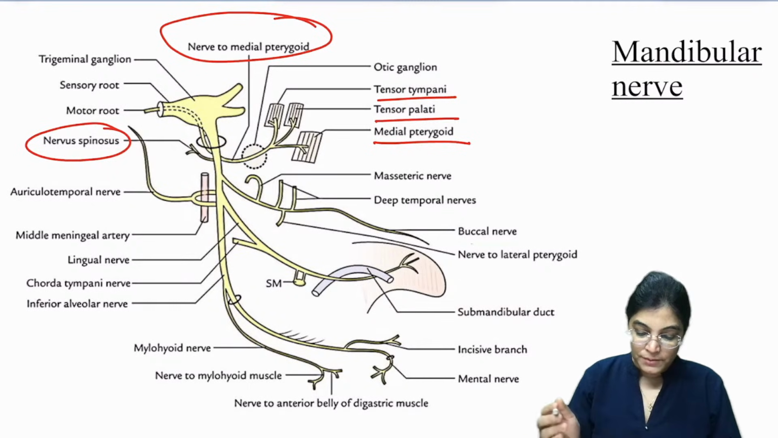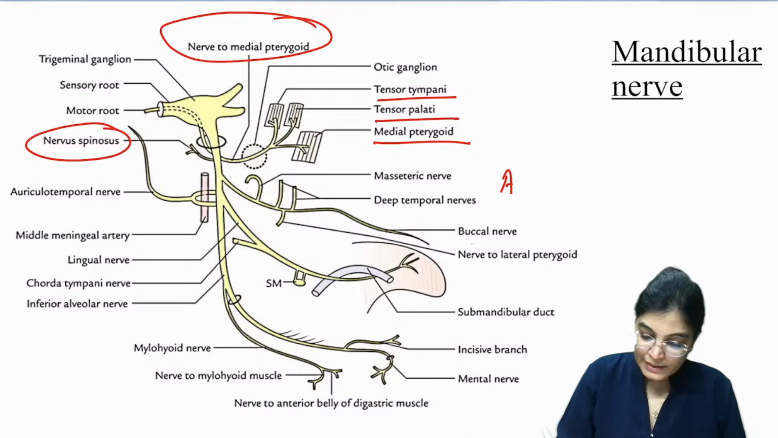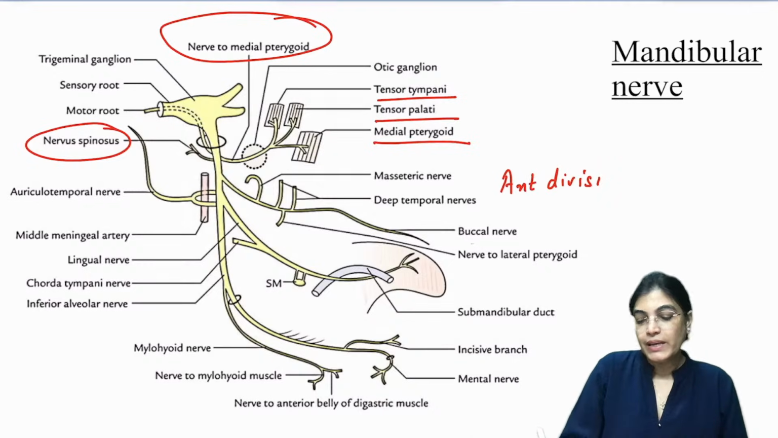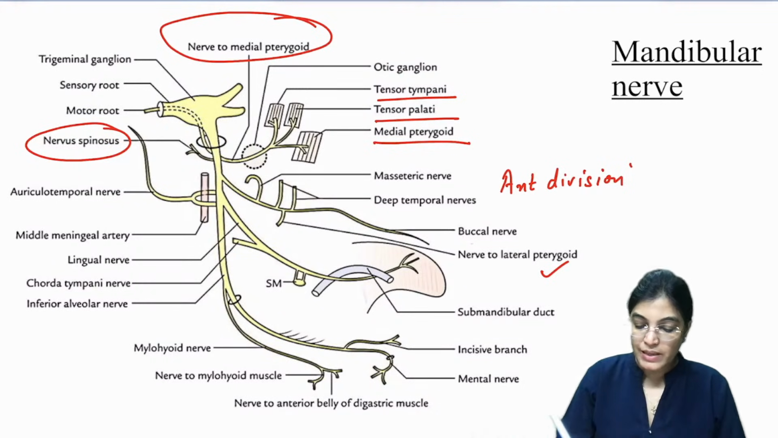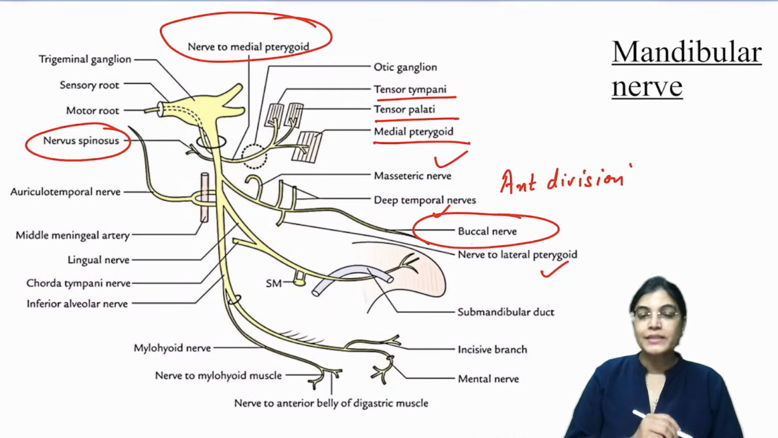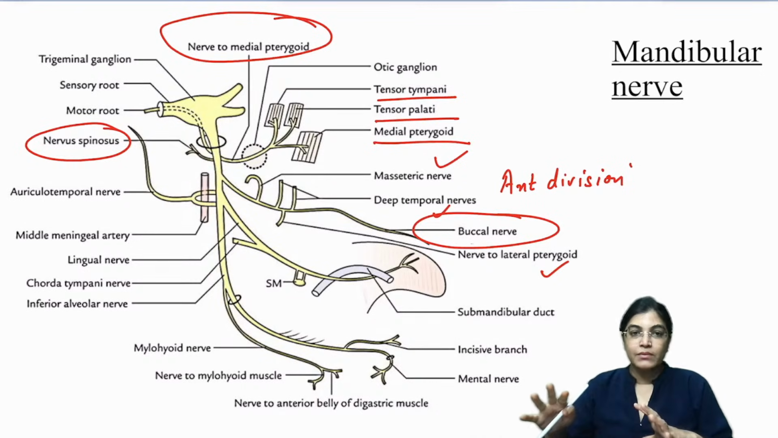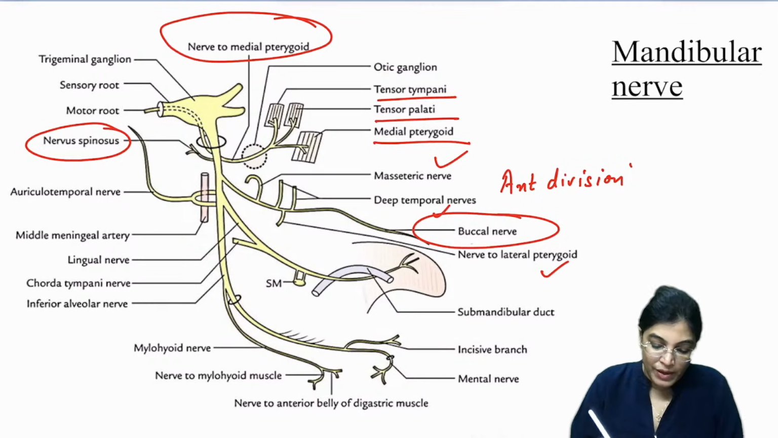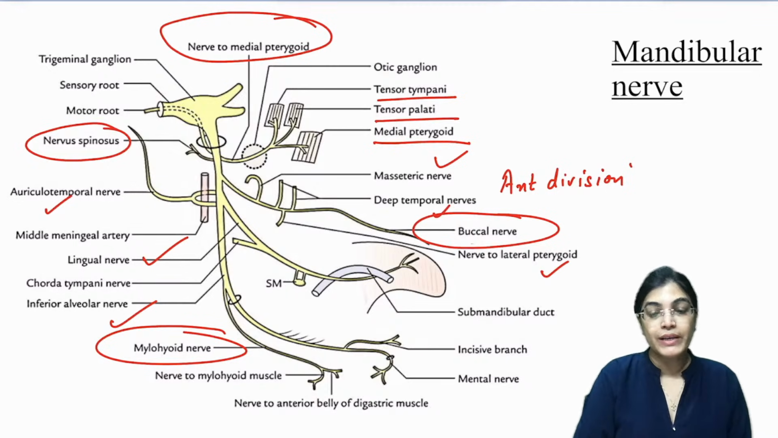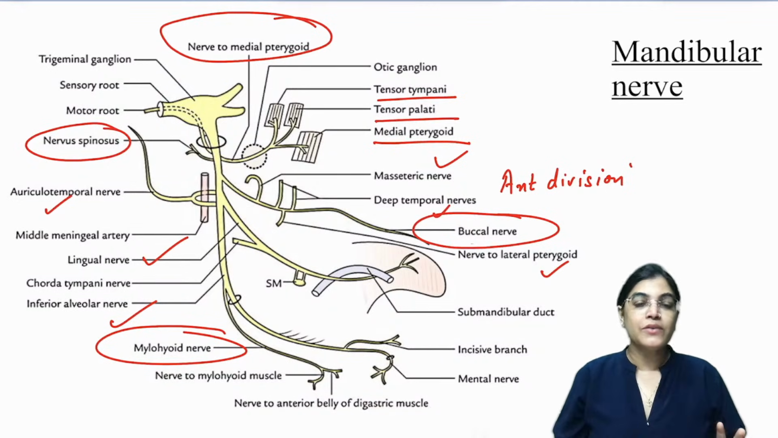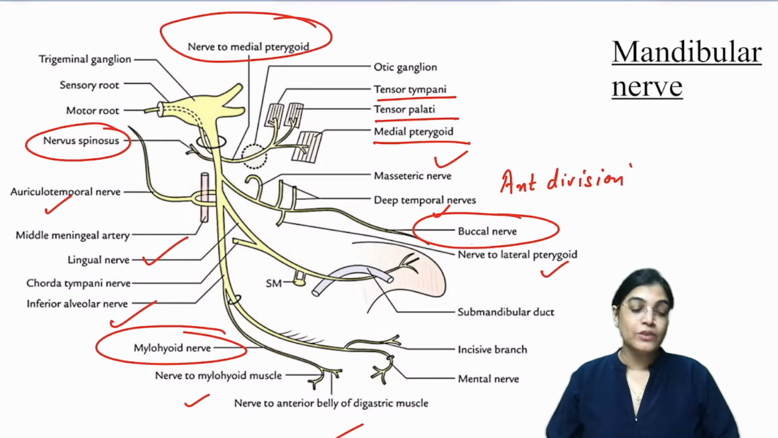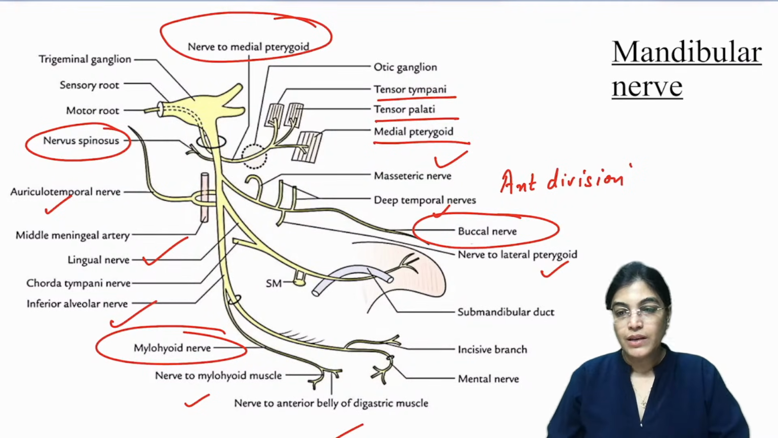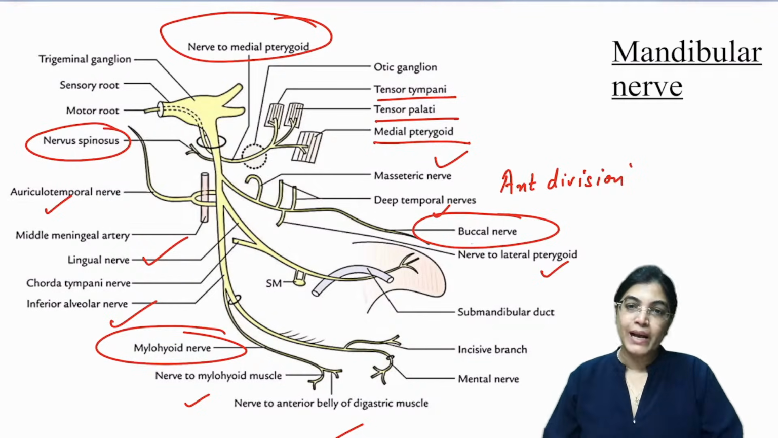The anterior division is mainly giving motor branches to the muscles of mastication: lateral pterygoid, deep temporal, masseteric, and one sensory, that is buccal. So it is more of a motor division. The posterior division is more sensory, giving the auriculotemporal nerve, the lingual nerve, and the inferior alveolar nerve. The inferior alveolar nerve also gives one motor branch, the nerve to mylohyoid, which supplies the mylohyoid muscle and the anterior belly of the digastric muscle. My dear students, you have to know the branches of the mandibular nerve.